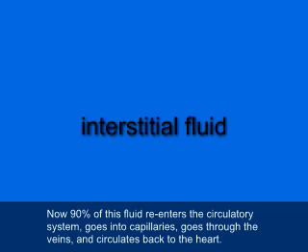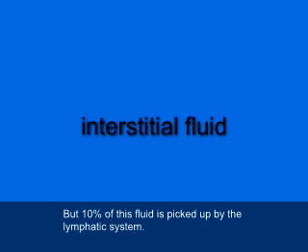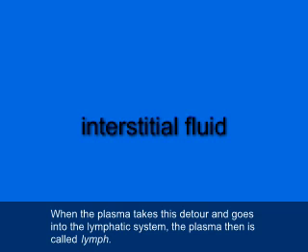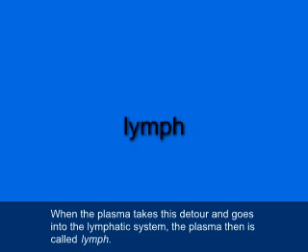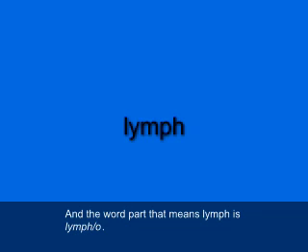interstitial. Now, 90% of this fluid re-enters the circulatory system, goes into capillaries, goes through the veins, circulates back to the heart. But 10% of this fluid is picked up by the lymphatic system. When the plasma takes this detour and goes into the lymphatic system, the plasma then is called lymph, L-Y-M-P-H. And the word part that means lymph is lympho, L-Y-M-P-H/O.